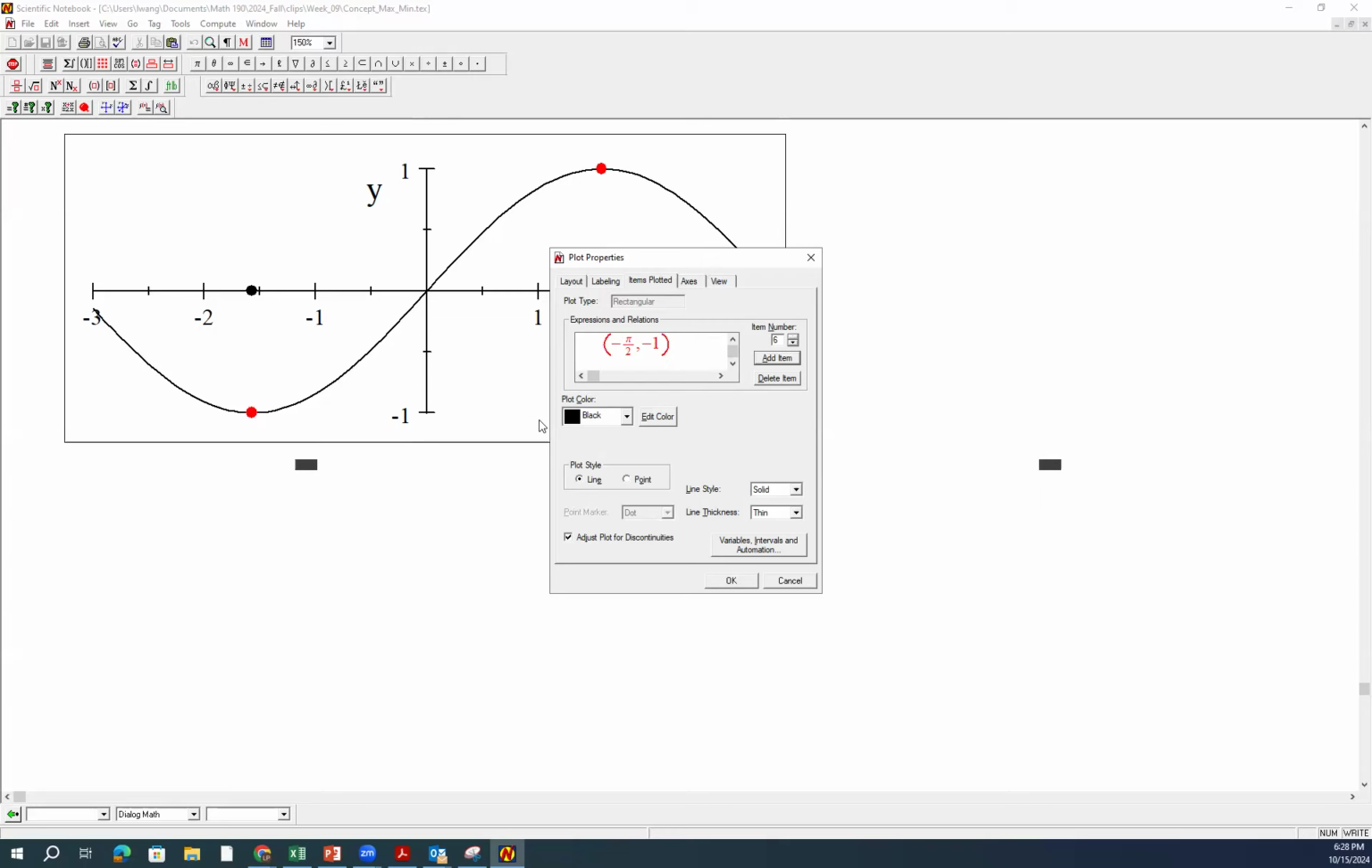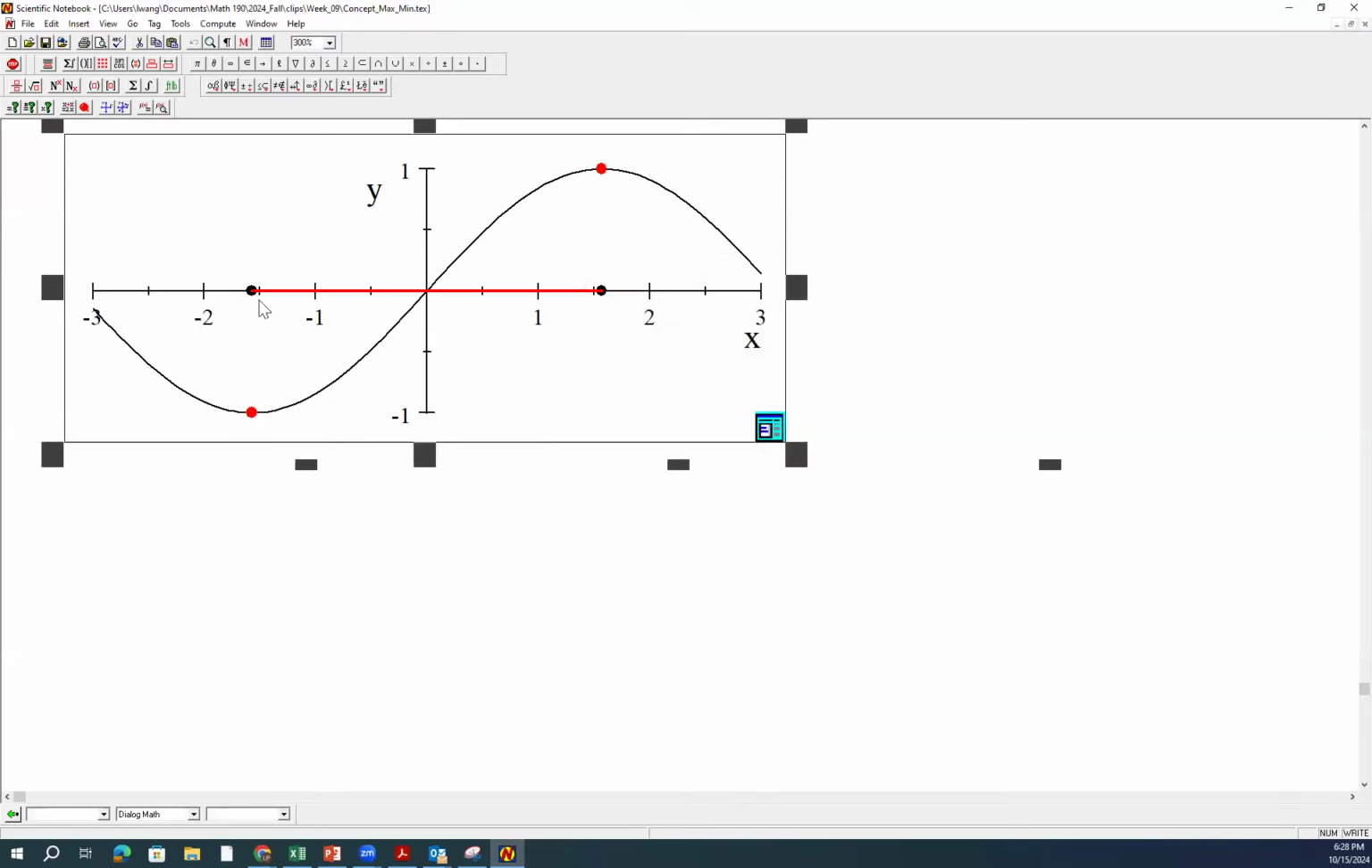So here, negative pi over 2, comma 0. Okay, we're not going to use a red color to mark the interval. So you can see the interval is closed, and we have absolute max and absolute min. And they are, of course, in turn, local max and local min. We have everything.